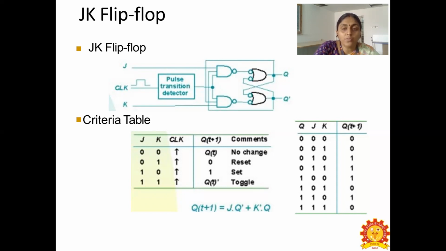And the next state value will be 1 when J value is 1 or JK value is 1 or Q value is 1. And even when Q and J values are 1, we get the next state value as 1. In all other cases, we get the next state value as 0.